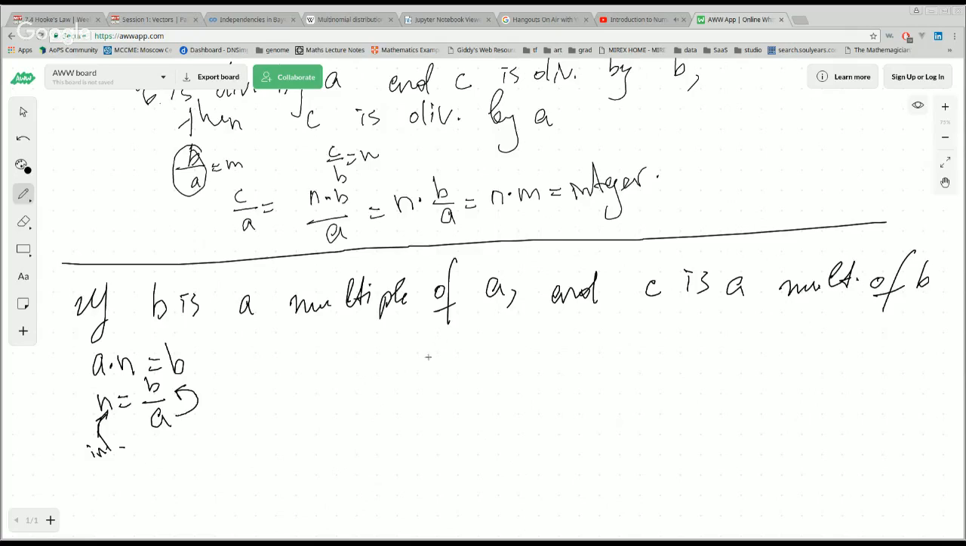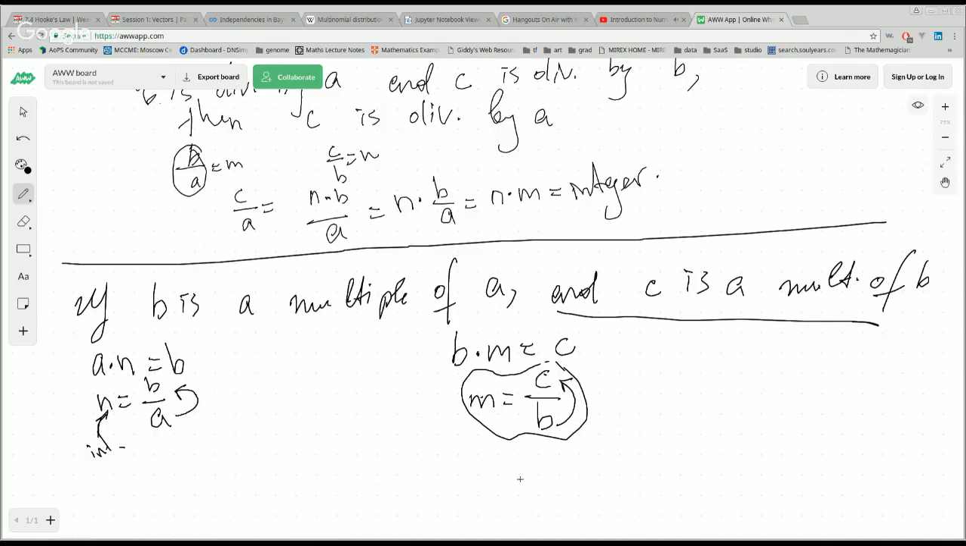Well, what does that mean? That means b times some other integer equals c. Well, again, let's take this equation and divide both sides by b, and we get that m equals c divided by b. And right here, I have the statement that b is a divisor of c. Why is that? Because when I take c and divide by b, I get an integer.